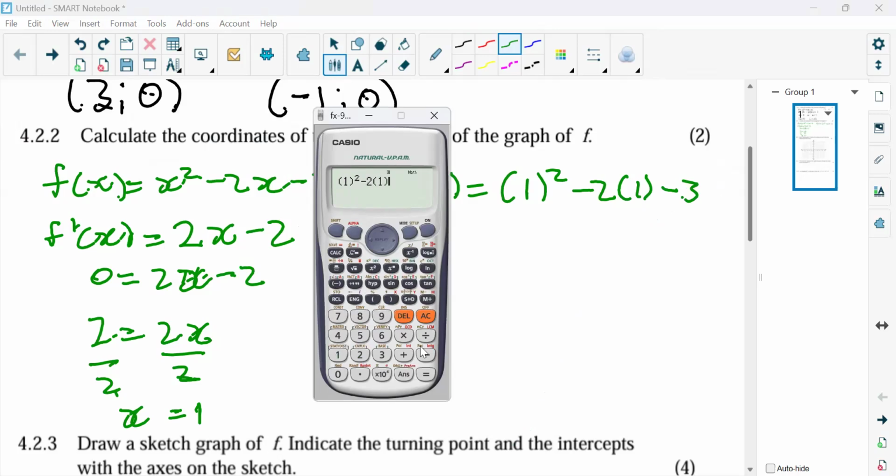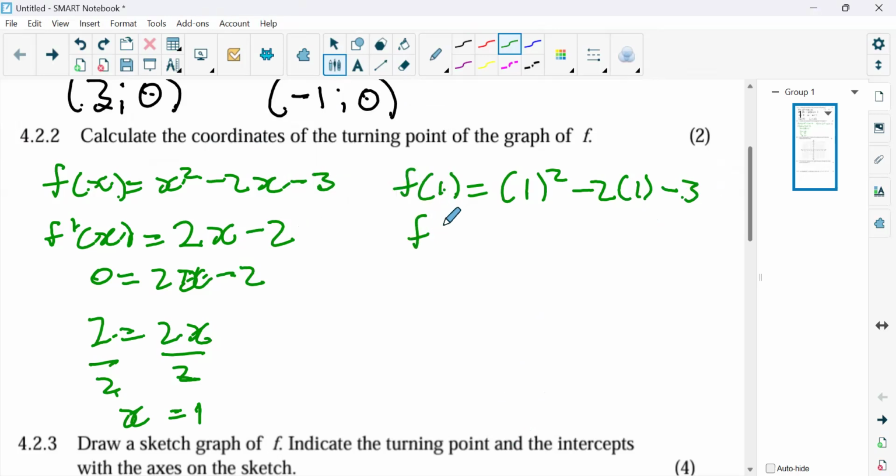And then you have plus 1, which is going to give you minus 4. But if you're not comfortable, you can just type this exactly the way it is on your calculator. Calculator says it's minus 4. So then our f of 1 is minus 4. So when our x is 1, our y is negative 4.